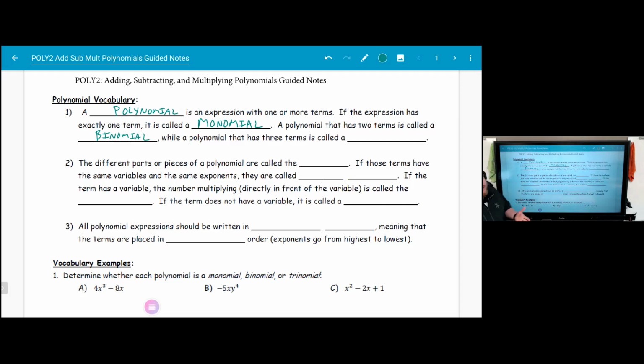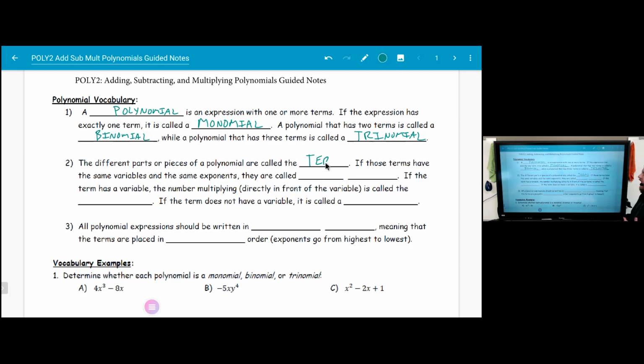If it's got three terms, tri is our prefix, trinomial, like tricycle, meaning three. We kind of only really name the first three, like 1, 2, and 3. After that, I mean, they've got names, but we don't use them. We just go with the general term of polynomial. So the different parts or pieces are called the terms.